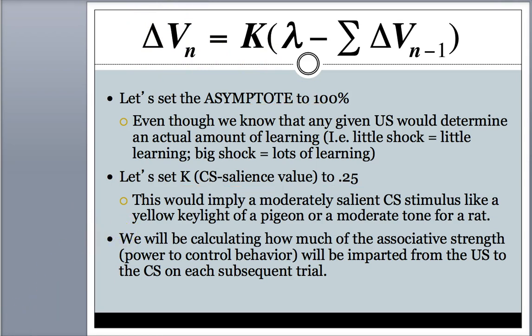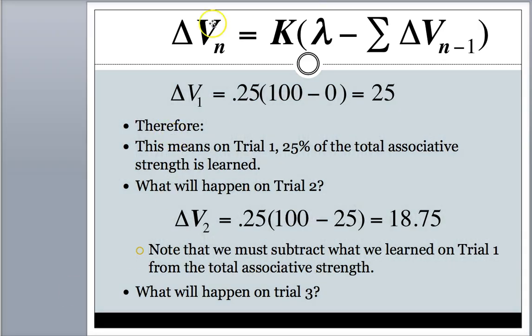Okay, so let's start with this one. Here we go. All right, so here's our first trial. Again, the model's up here at the top, and now we're going to start plugging in numbers. So we're going to say delta VN for trial number 1 is equal to, remember we said K is 0.25, so it'll always be 25%. We're not going to change it. Lambda is always 100. 100 associative strength units, if you will. And here, the sum of all of the delta VNs from previous trials is equal to 0 because there haven't been any previous trials. So the amount of change that we're going to see in V, in the associative strength, is going to be 25% of 100, of the whole amount. So on trial 1, we're going to learn 25% of 100 minus 0. So that one's pretty easy.